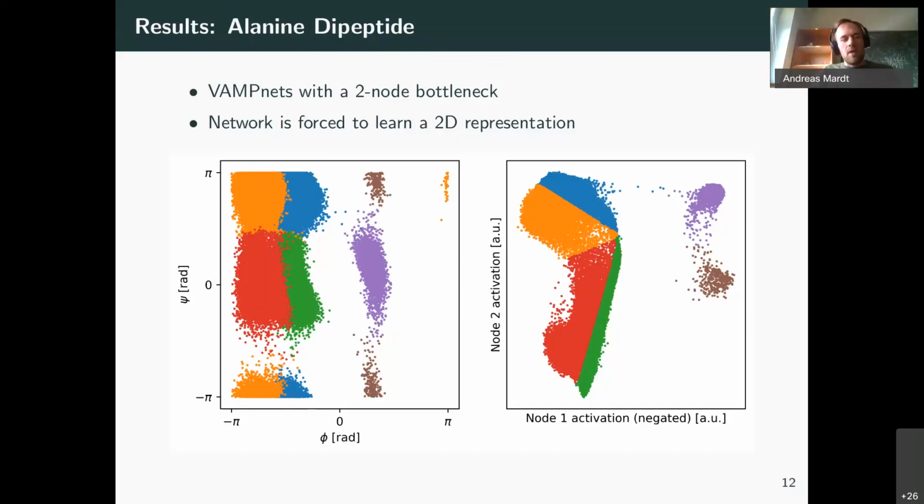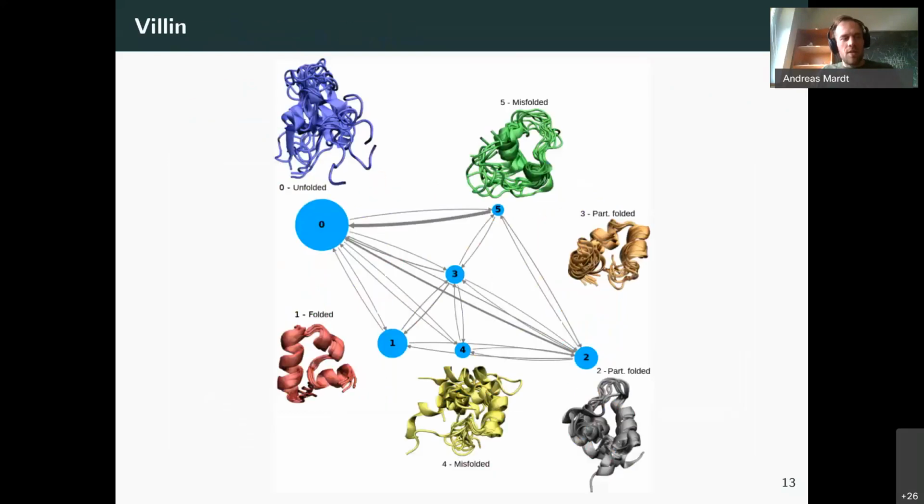Okay, but alanine dipeptide is a bit boring. So I also have another example of a slightly larger system, which is called Villin. You can also try VAMPnets on this, or even bigger systems if you have the data. You can build graphs of what these states are, then look at representative structures: for which structures is the probability of this state very high? Then you can show them in the program of your choice, and start to study your system.